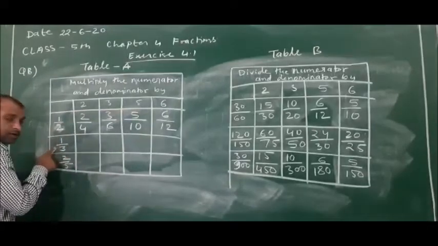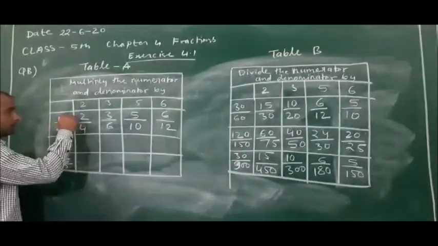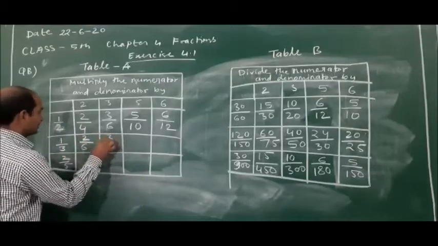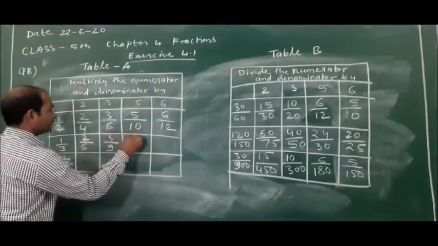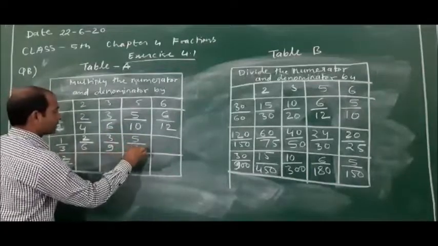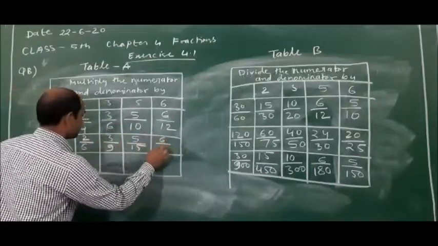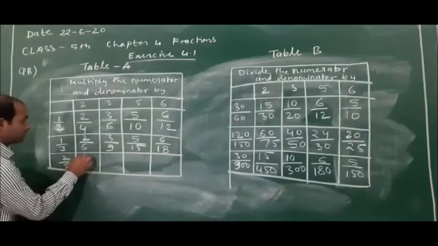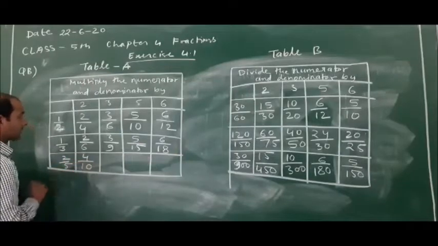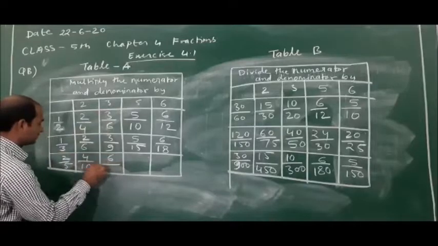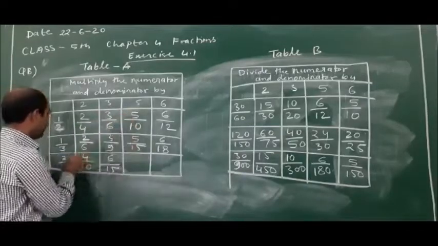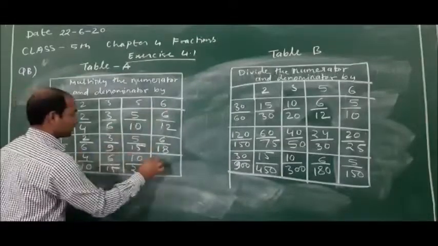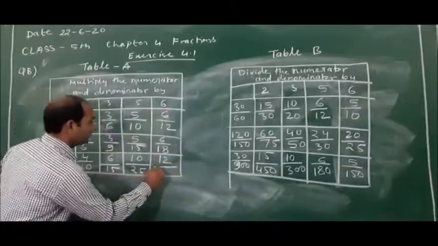And we write here equivalent fractions of 1 upon 3. So we multiply by 2. 2 1s are 2, 2 3s are 6, 3 1s are 3, 3 3s are 9, 5 1s are 5, 5 3s are 15, 6 1s are 6, 6 3s are 18. Now in this question, 2 2s are 4, 5 2s are 10, 3 2s are 6, 3 5s are 15, 5 2s are 10, 5 5s are 25, 6 2s are 12 and 6 5s are 30.